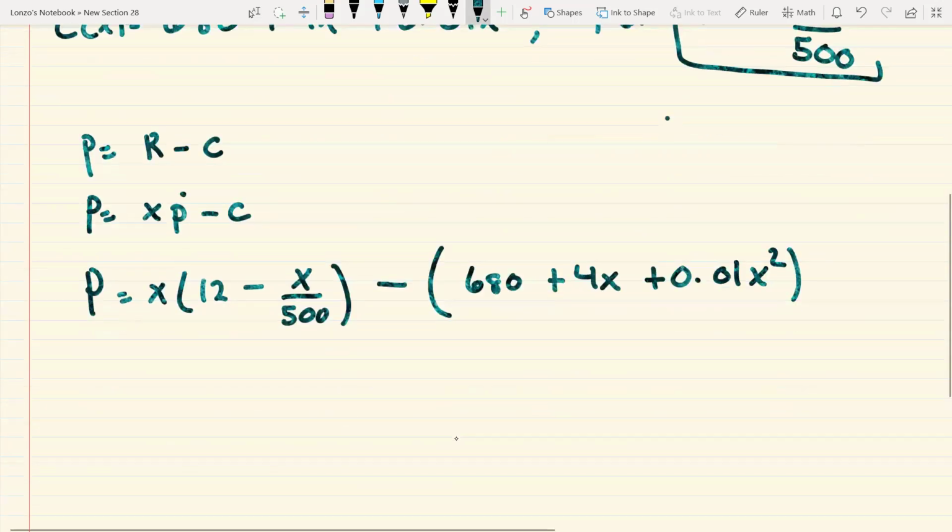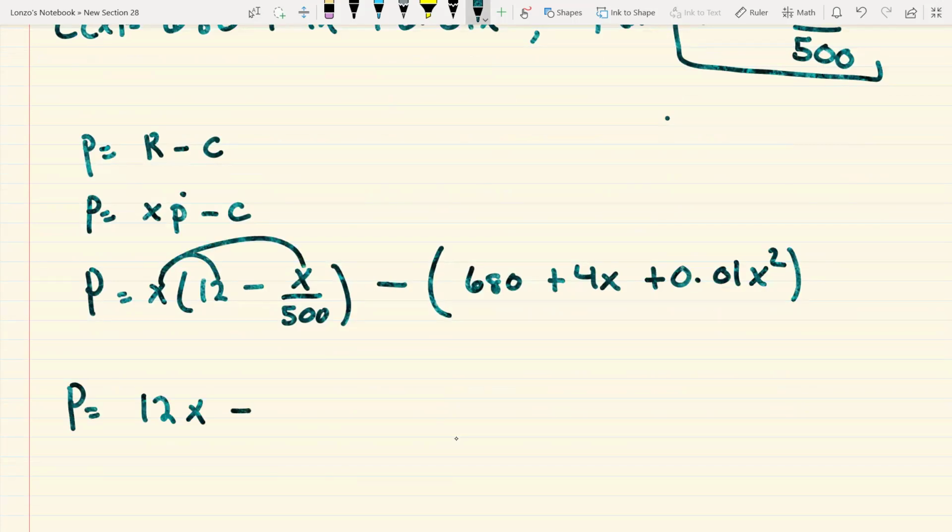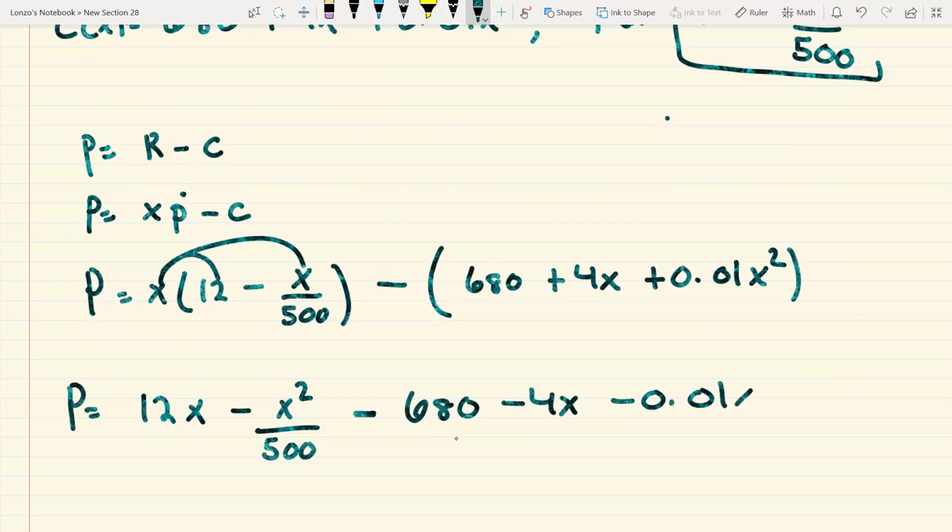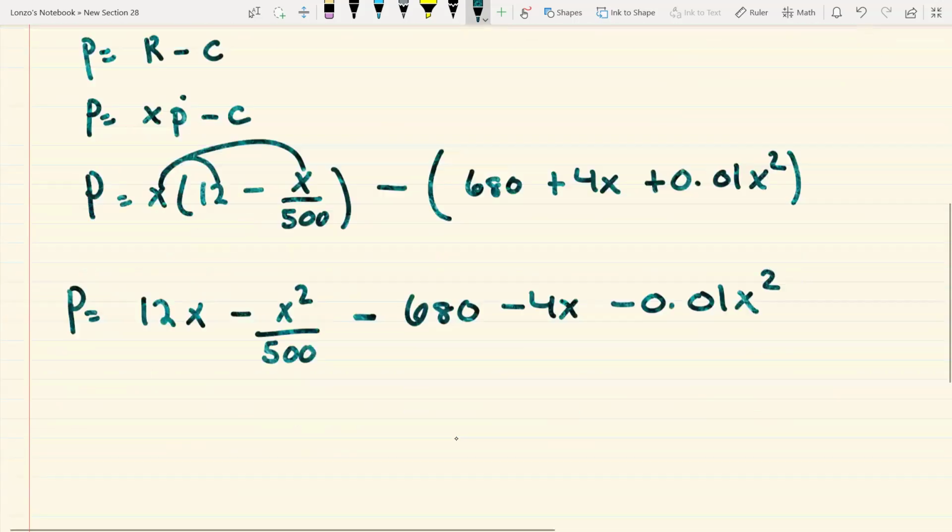Okay, so FOIL this out. 12 times x is 12x. x times this is negative x squared over 500. Minus, I'm just going to distribute this minus, so this is minus 680 minus 4x minus 0.01x squared. Okay.